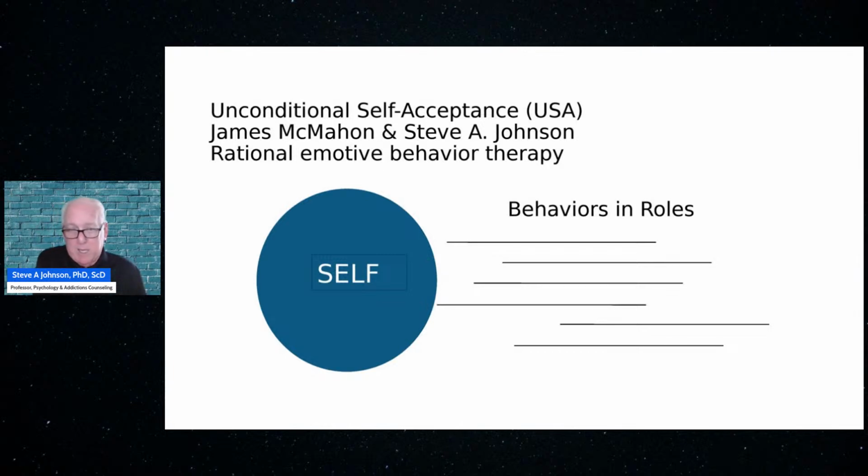We want to rate the behaviors within a particular role and accept the self. So that's a slight distinction. If you have a different view of self-esteem other than rating the self, well, then hold on to that, but so long as it includes unconditional self-acceptance, because then it's moving in a better direction.